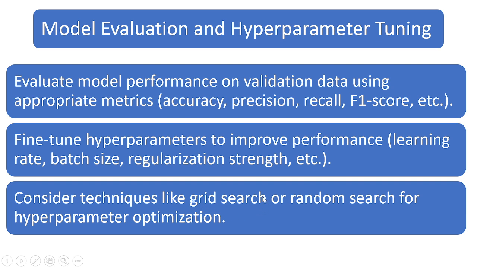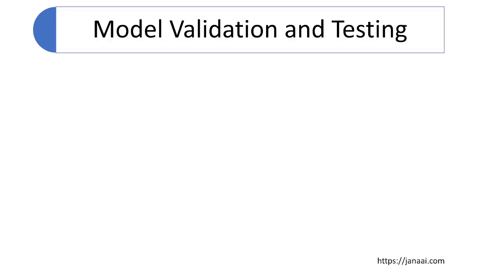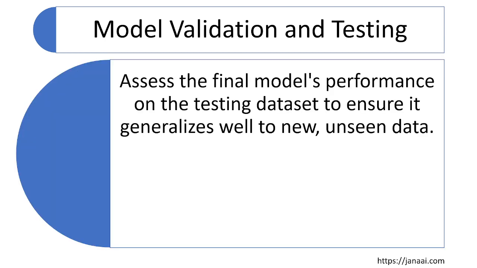This is the most famous technique, GridSearchCV, or random search, for hyperparameter optimization. You can use GridSearchCV for your hyperparameter tuning. So this is the step where you evaluate your model and tune your hyperparameters to improve performance. In this phase of NLP project planning, we'll discuss model validation and testing.